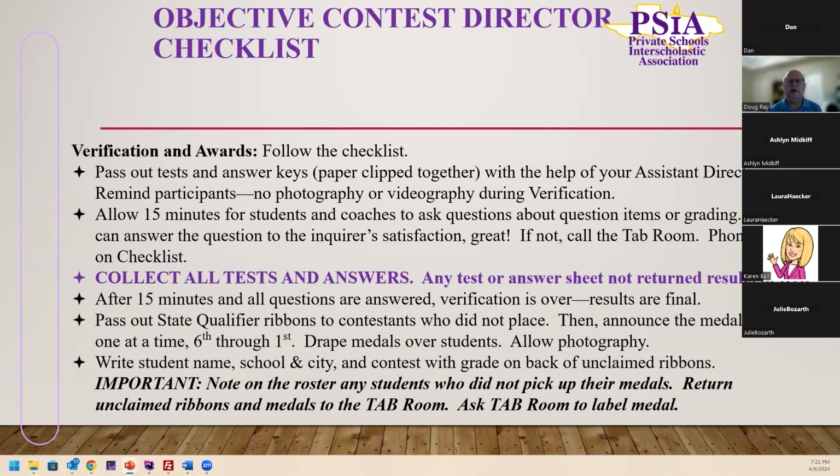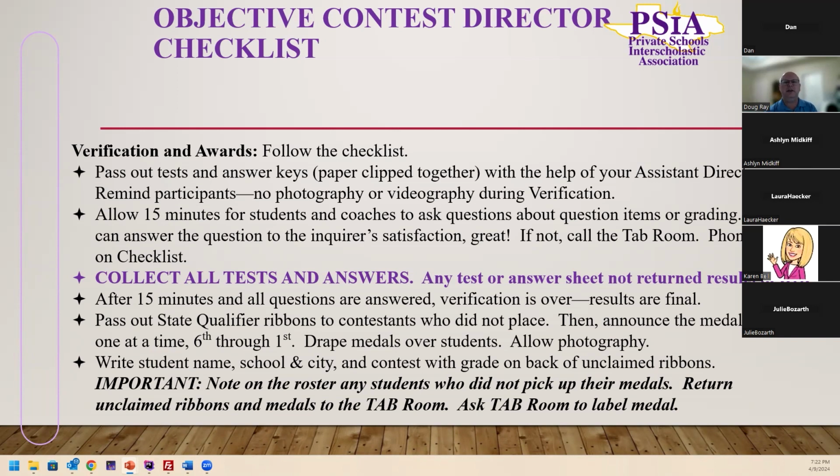At that time, after you've done the grading, after you've come back to the tab room and picked up the awards and had everything checked out, then you go to verification. Verification is the time span where contestants have 15 minutes to look over their test and contest any of the grading that was done. Whether or not they believe that the answer on the key is incorrect, they can contest that. If they think that the score was miscalculated, they can contest that. And that's the role of the contest director and assistant director to go through that with them if they have something that they want to contest.